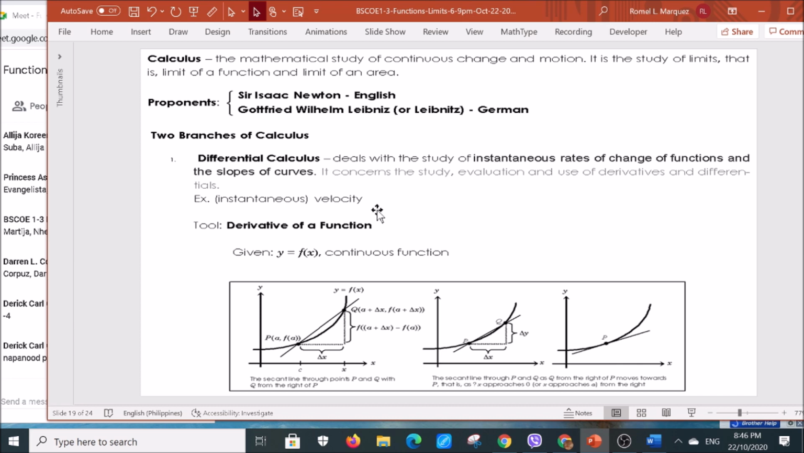So when you do physics, perhaps your teacher will derive velocity in terms of a limit, and that limit is the derivative. Okay? So I do not know if you had that physics already.